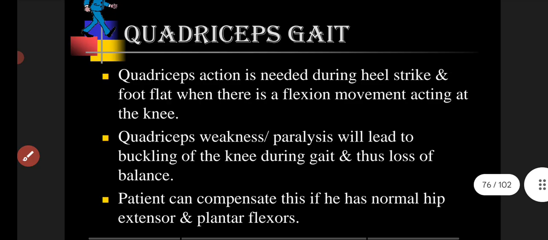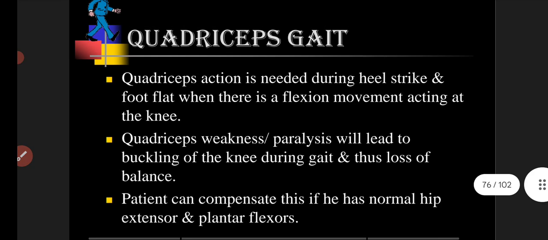Okay, next one is the quadriceps gait. Quadriceps action is needed during the heel strike and during the foot flat, when there is a flexion movement acting at the knee. Now the quadriceps weakness or paralysis will lead to buckling of the knee.